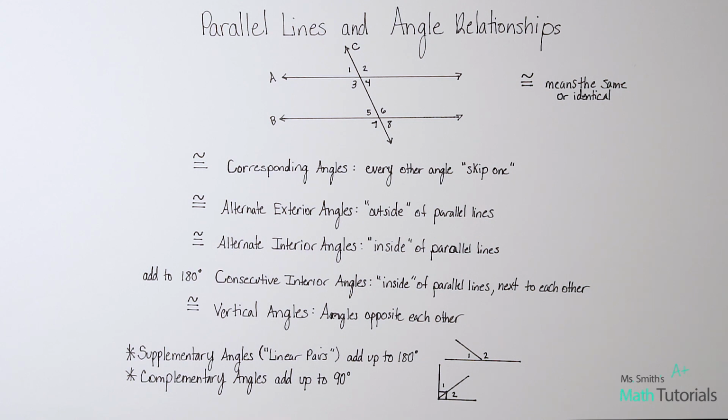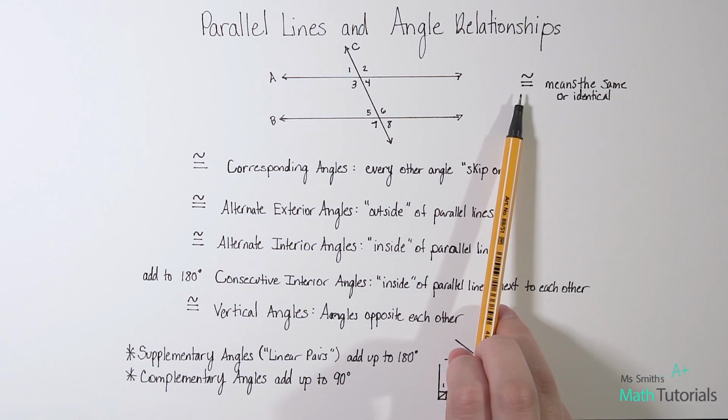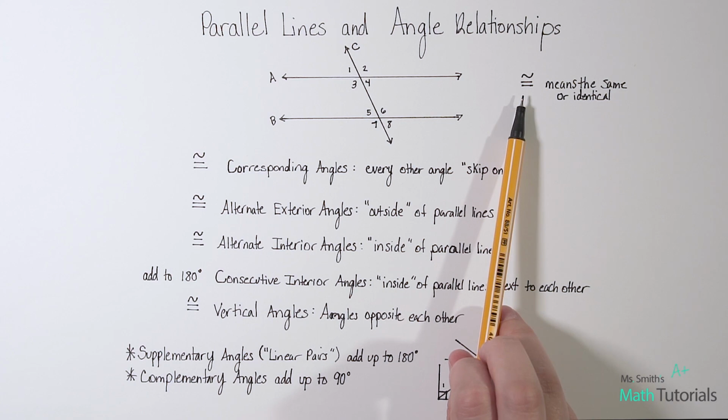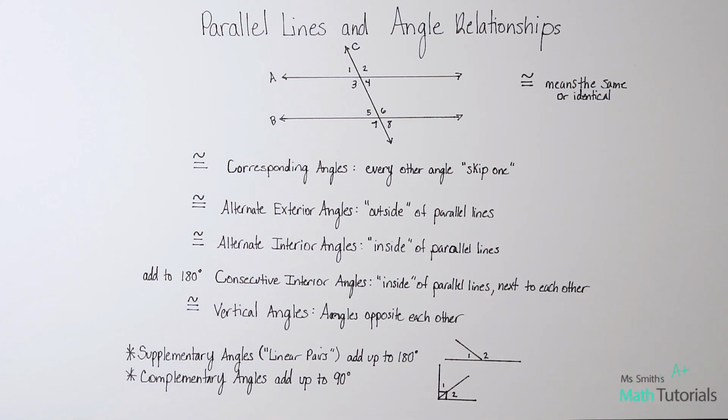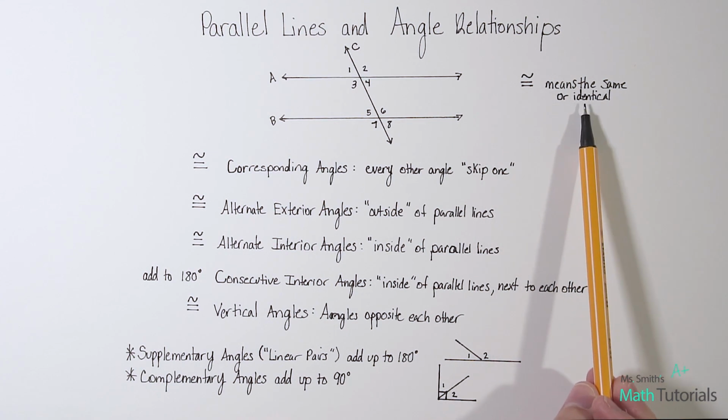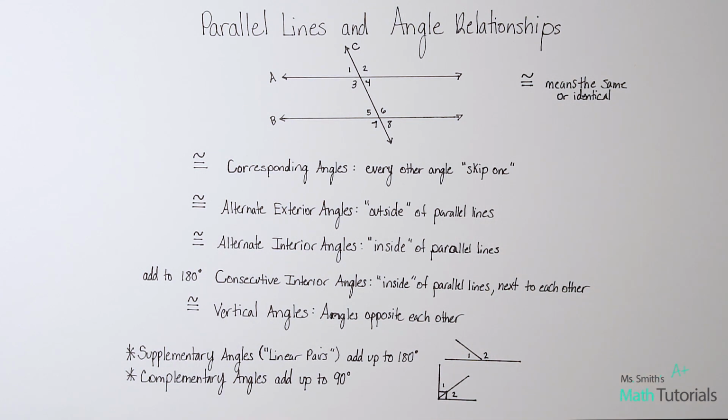One thing that we do need to establish is this symbol. This means congruent, and it's essentially an equal sign, but we use it specifically when we're talking about shapes or angles or triangles and all that stuff. So this means congruent. It means the same or identical or equal.